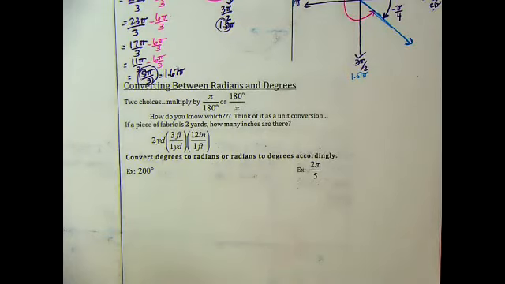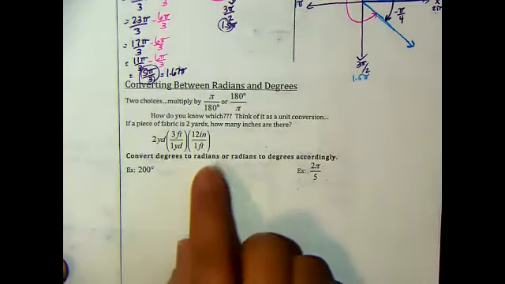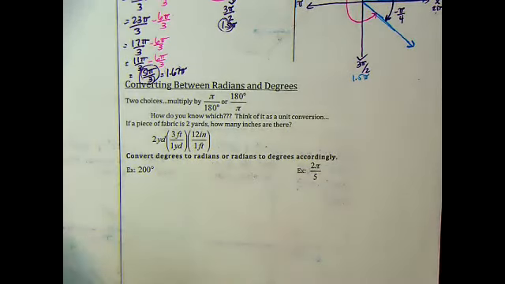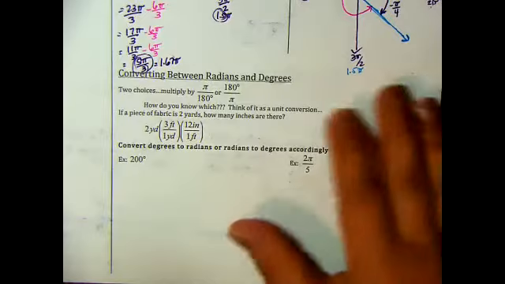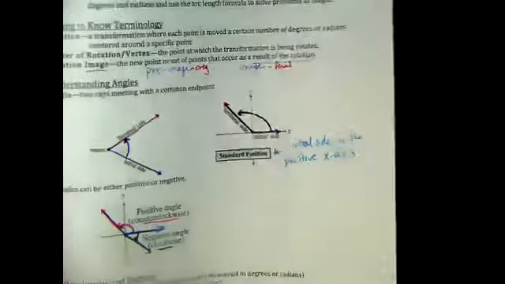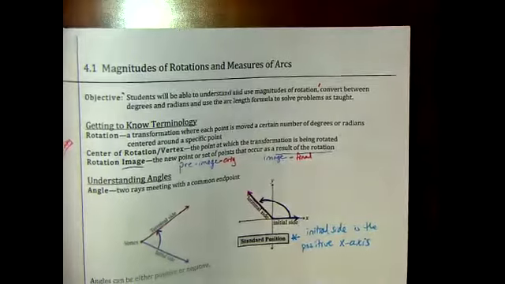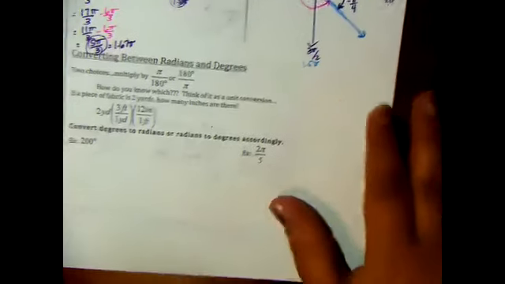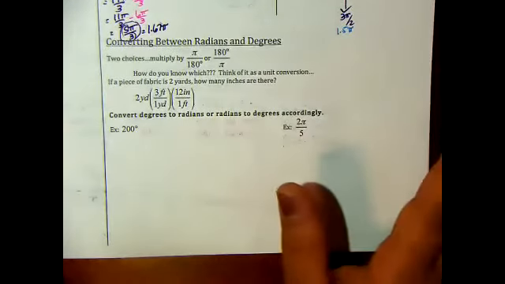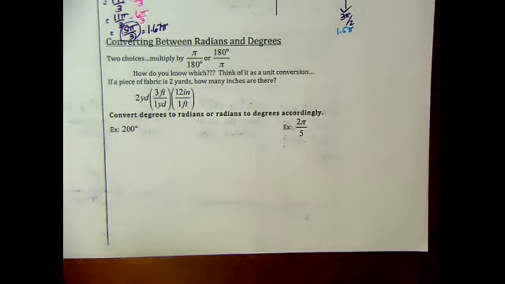All right, awesome. Okay, so we're converting between radians and degrees. This is our continuation for our 4.1 notes. So we're continuing our magnitudes of rotations and measures of arcs. We've done converting between radians and degrees before, in Algebra 2 last year. It's just a simple ratio that we use when we go from degrees to radians or radians to degrees.